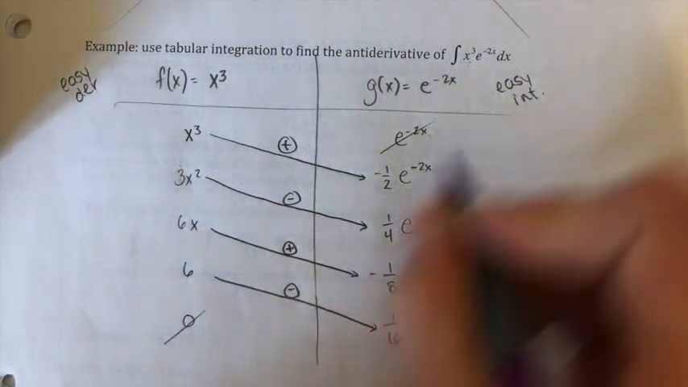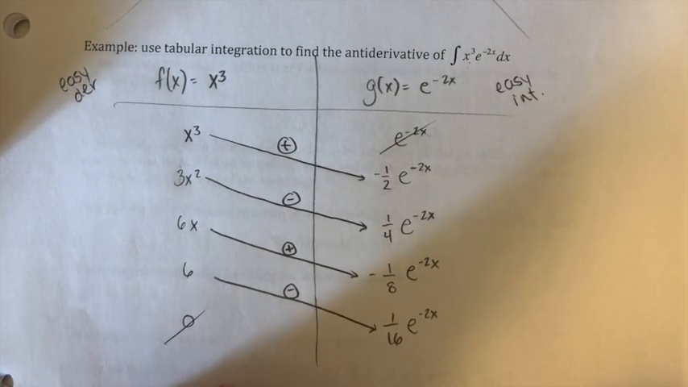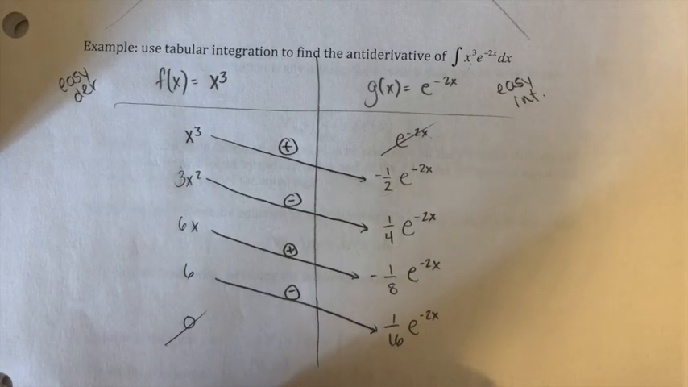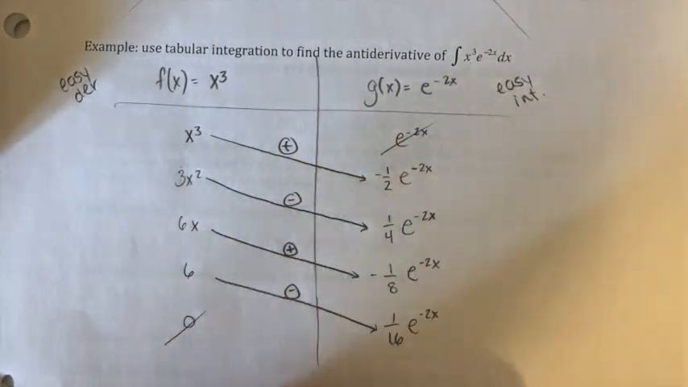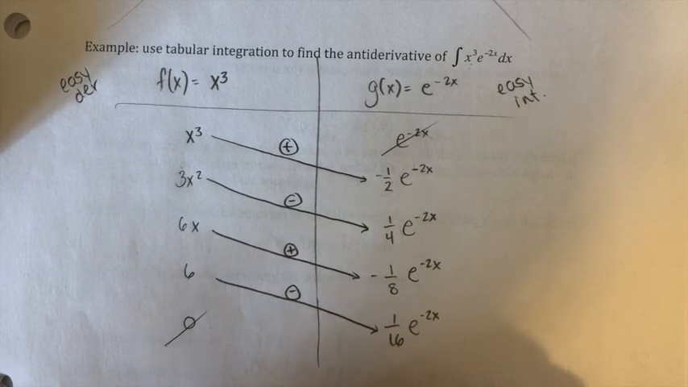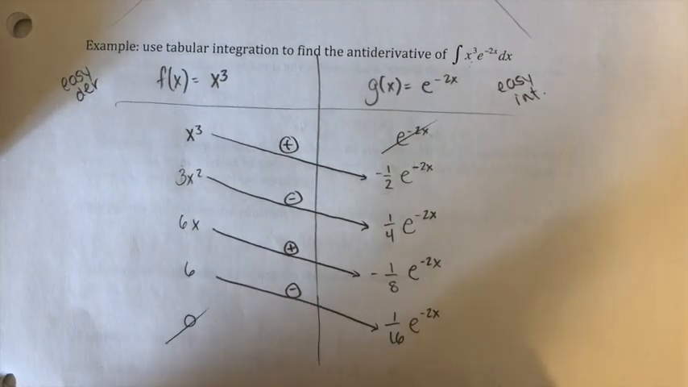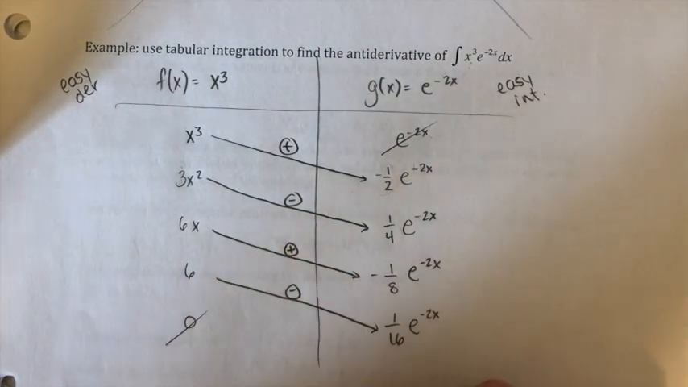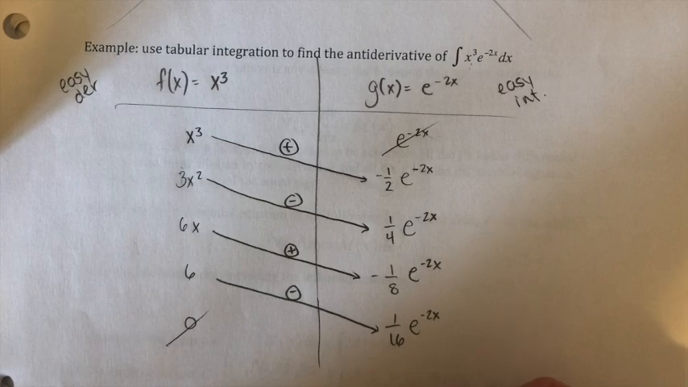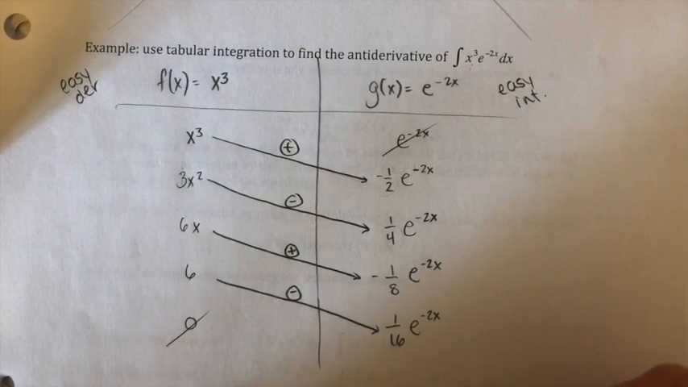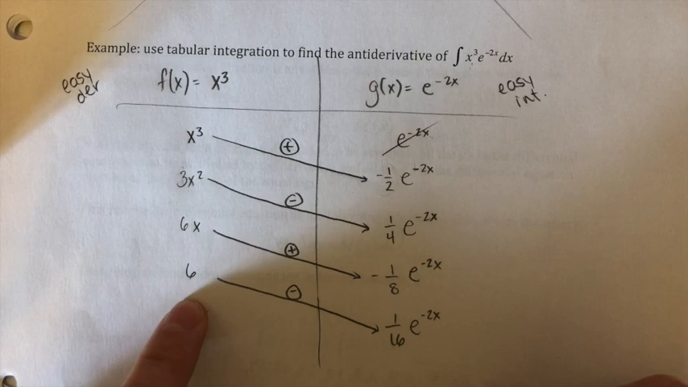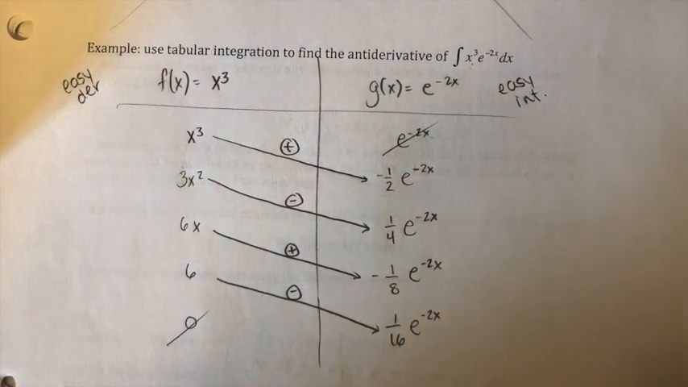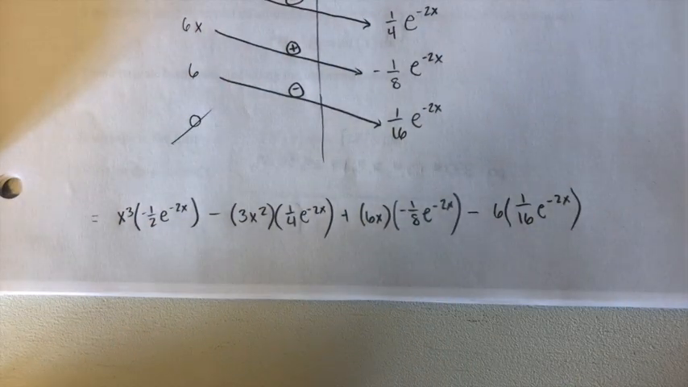So our integral of this thing is going to be equal to x cubed times negative 1/2 e to the negative 2x, minus this one, 3x squared times 1/4 e to the negative 2x, plus 6x times negative 1/8 e to the negative 2x, and then minus 6 times 1/16 e to the negative 2x. Okay, no, you couldn't see any of what I just wrote. There it is.